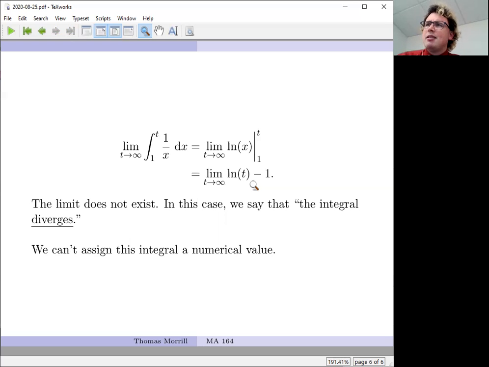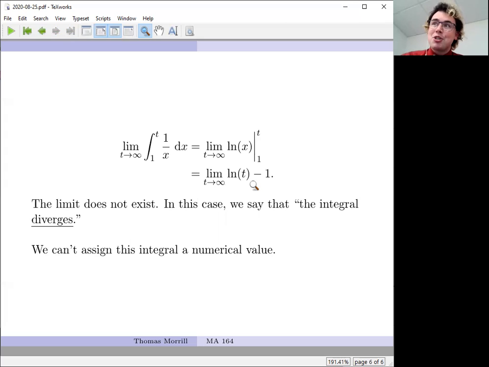So this limit does not exist, right? You could say that it's going to infinity, but that's not a real number, so I'm not going to assign that as the value of my integral here. So this is an example where I'd say that the improper integral diverges. It's the same language we would use for the limits themselves, right? Limits can converge. We'll get a real number as the answer. Limits can diverge, and that's when we don't get a real number.